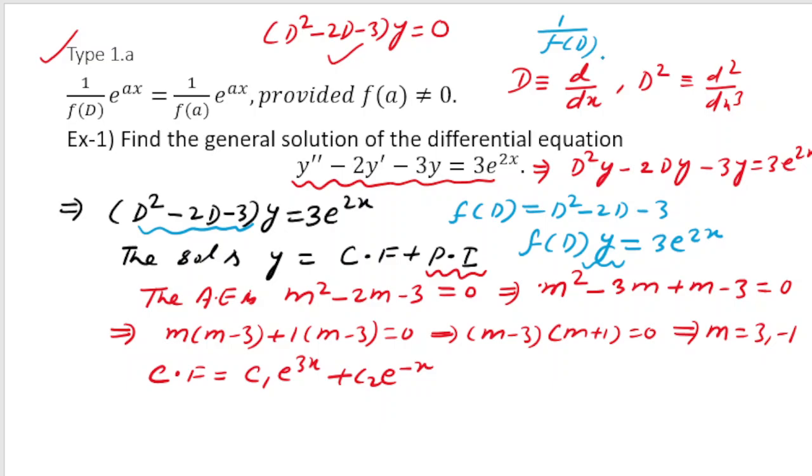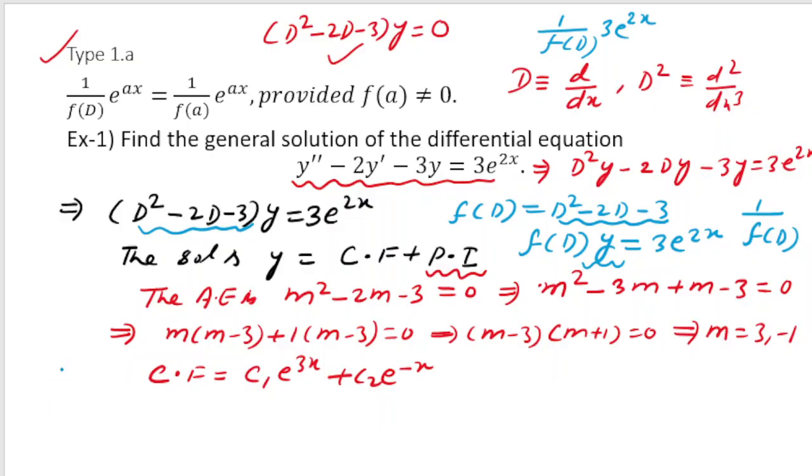1 by fD on the right hand side, that is e to the power 3x into e to the power 2x. So this 1 by fD is known as the inverse operator of fD. It should not be confused with 1 divided by fD. If fD is this operator, then what is the inverse operator of this operator? That I will represent by 1 by fD.